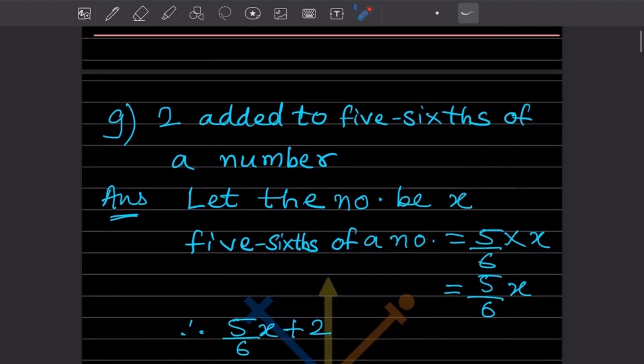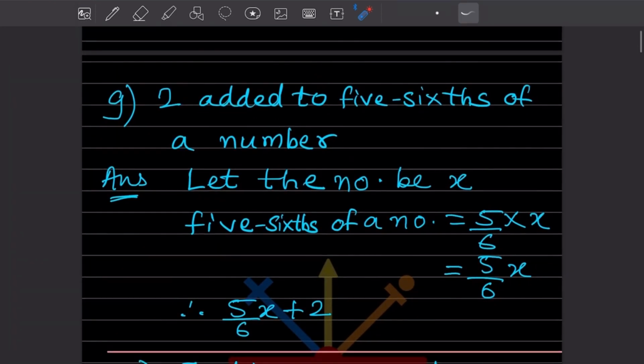Okay, now let us go to the next one. They said 2 added to 5/6 of a number. Again, now what are we going to do? First, let us start with: let the number be x. Then 5/6 is going to be what? 5 by 6. Of means, as I said, that is multiplication. So you are going to put multiplication here. Our number means we have considered the number as x in this one. So we are going to put x here. So that is nothing but 5/6 x.